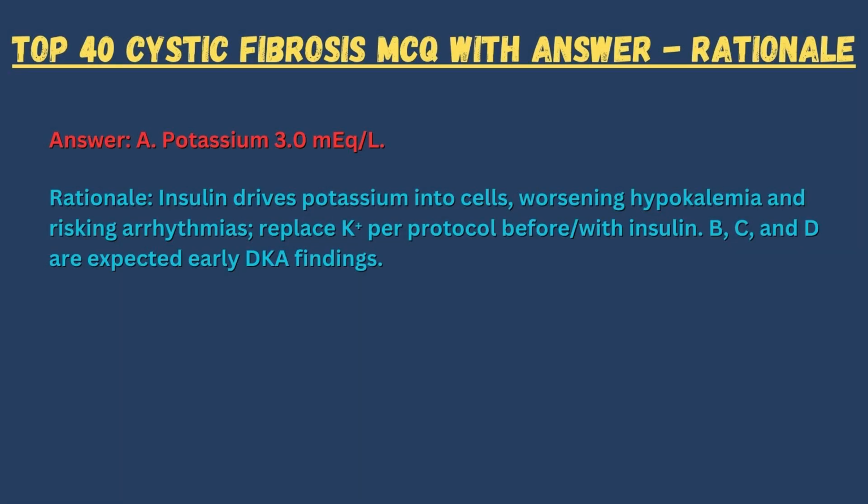Answer. A. Potassium 3.0 milliequivalents per liter. Rationale. Insulin drives potassium into cells, worsening hypokalemia and risking arrhythmias. Replace potassium per protocol before or with insulin. B, C, and D are expected early DKA findings.